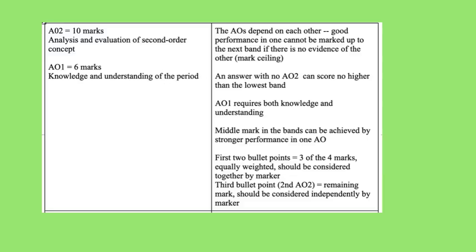16 marks. This is the mark scheme for this question, which you can find out more about in our overview video. 10 of the marks are awarded for AO2, which is your analysis and evaluation of second order concepts. So you need to identify what that is for this specific question.